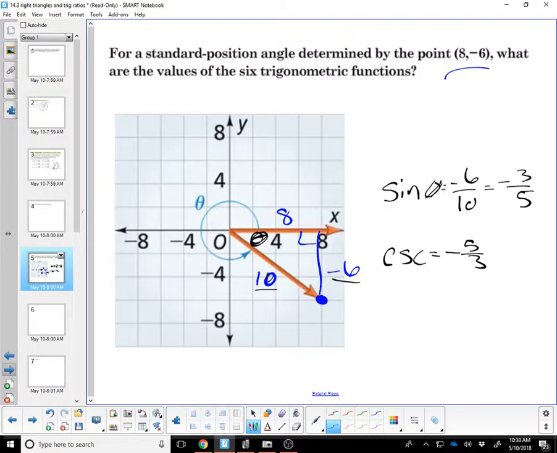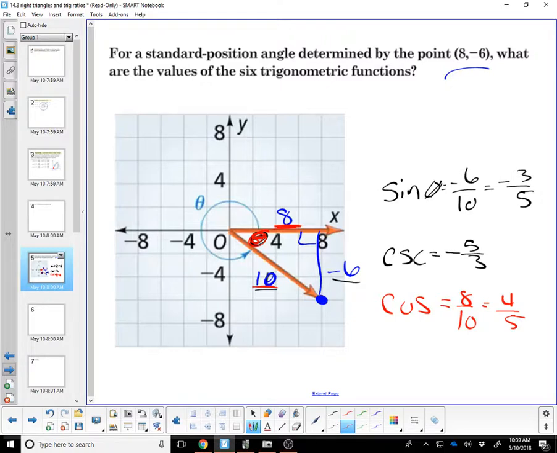So there's 2 of them. We're a third of the way there. The next one will be cosine. Cosine from here is adjacent over hypotenuse. So that's going to be negative 8 over 10. Sorry, not negative 8. Positive 8 over 10, which simplifies to 4/5.